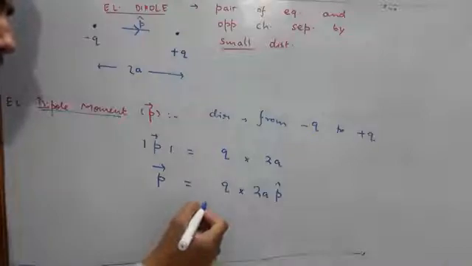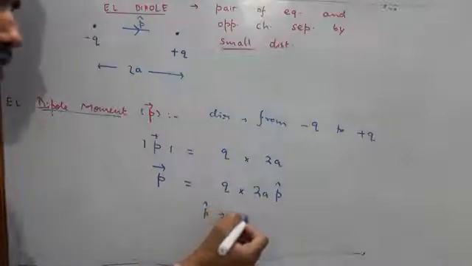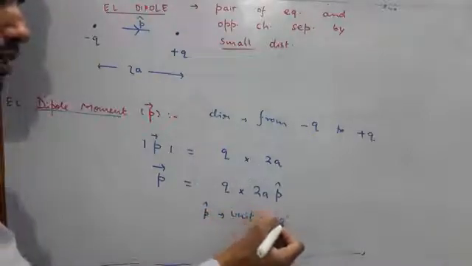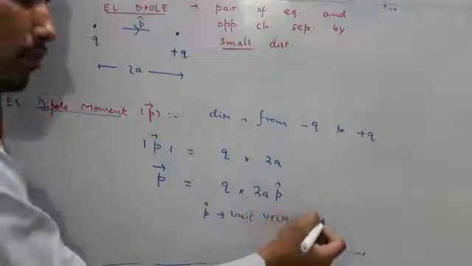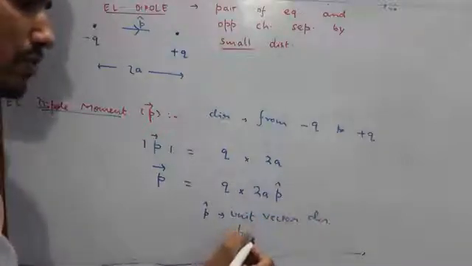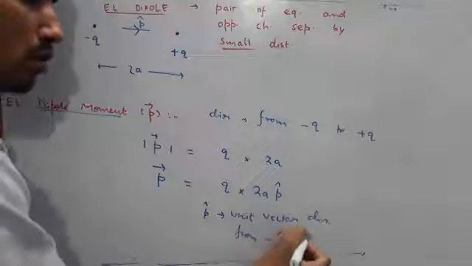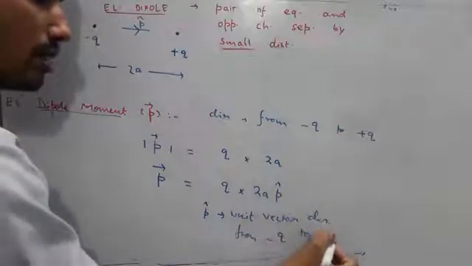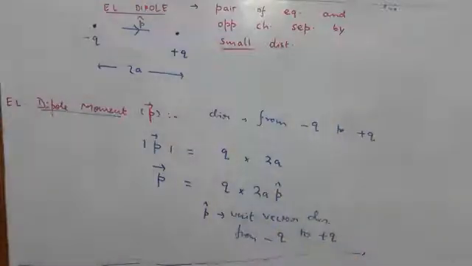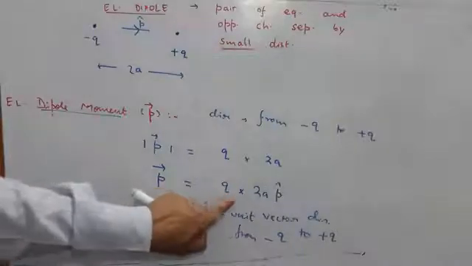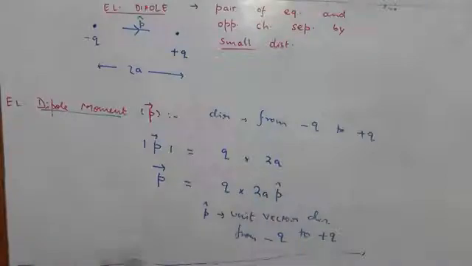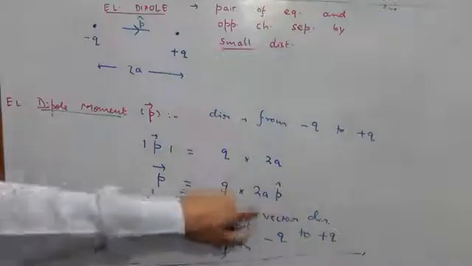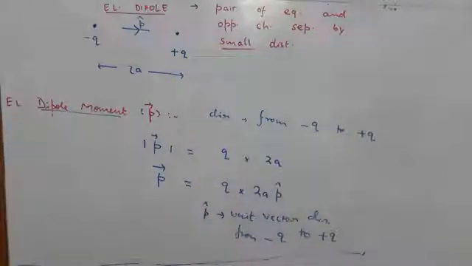What is P cap there? P cap is a unit vector. Where is it oriented? Directed from the negative charge minus q to the positive charge plus q. So this is about electric dipole moment. Remember, it has a value, that is the charge multiplied by the separation between them, and its direction is along P cap, that is directed from minus q to plus q.